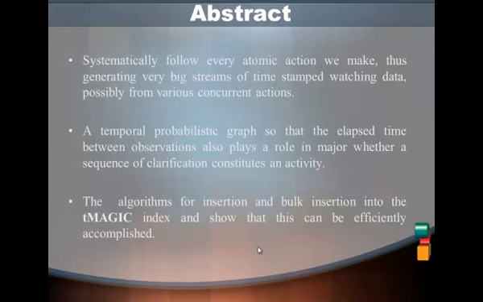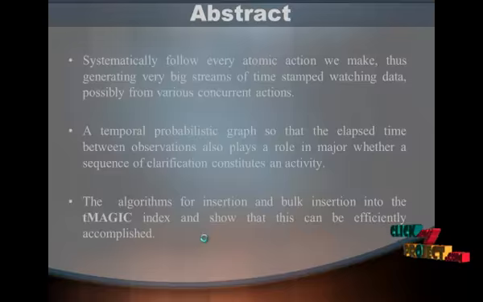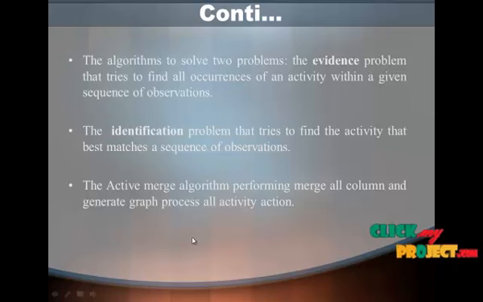In this, our activity process is every transaction and access process, calculating for every movement process. The algorithm for insertion and bulk insertion into the T-magic indexing can be effectively accomplished. The algorithm solves two problems, and the evidence problem tries to find the occurrence of the activity in a given sequence of observation.